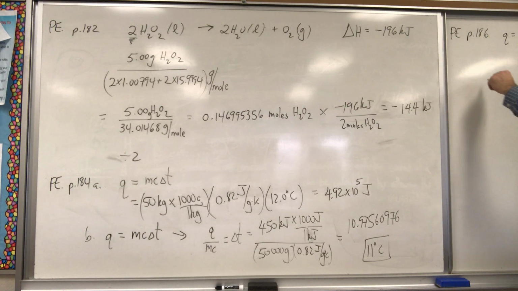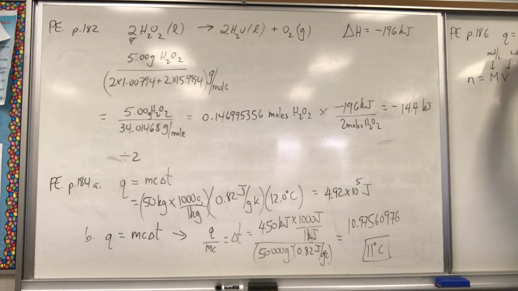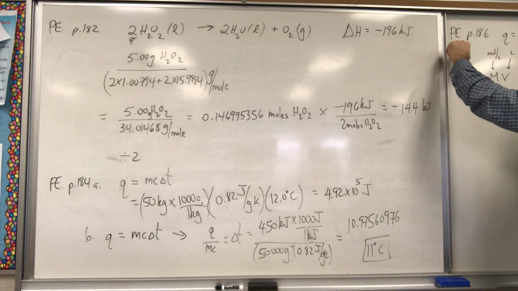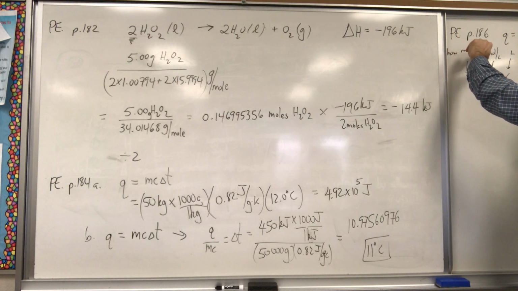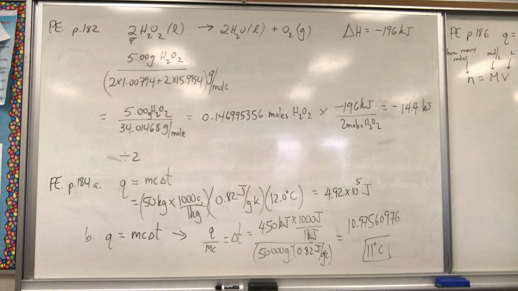Now the formula to find out the number of moles of something is the molarity times the volume of the solution. So that's in units of moles per liter, and this is the volume of the solution in liters. And that's going to tell you how many moles. That's just a refresher there for grade 11.